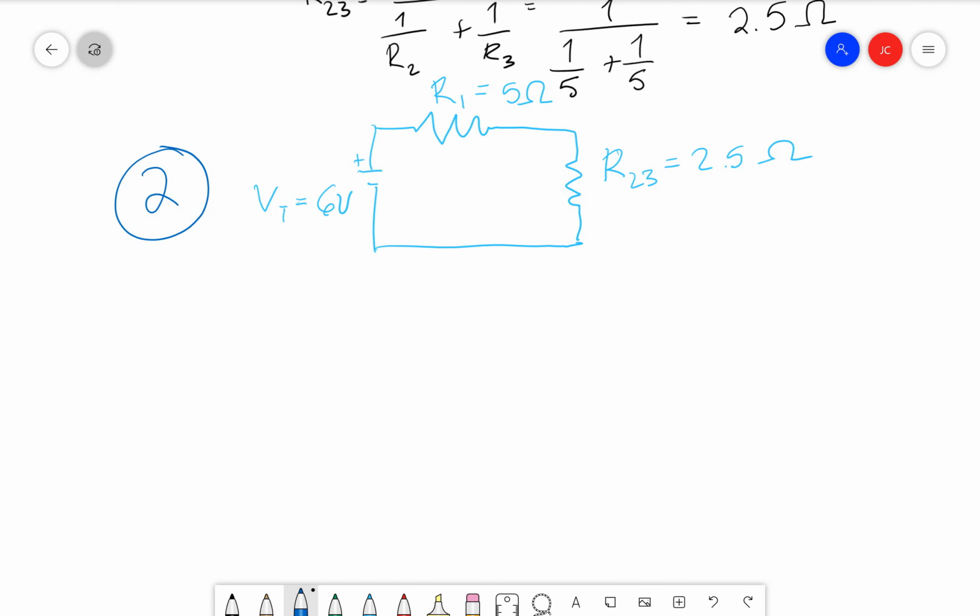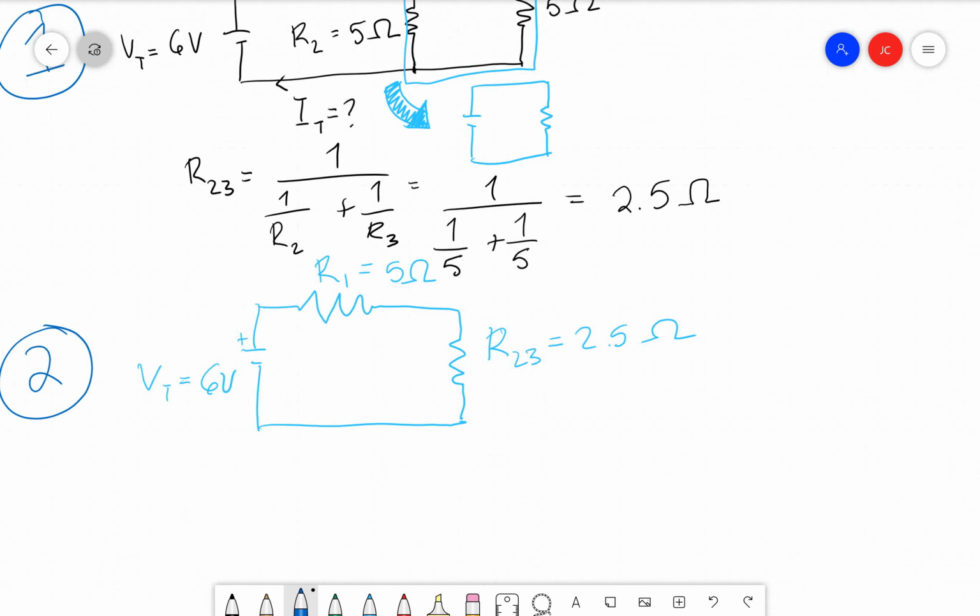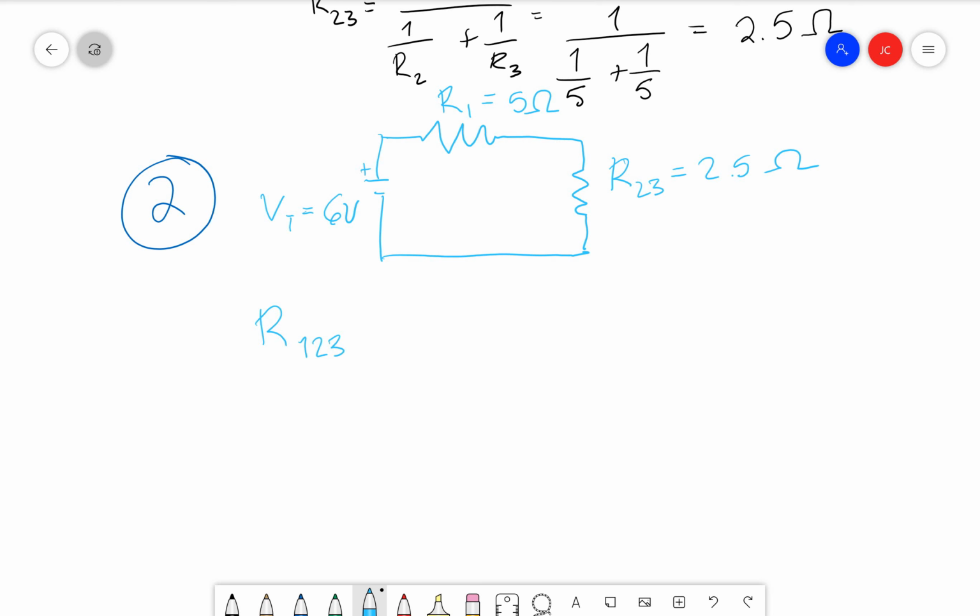From step 2, we are in a better place now. We do know what to do with this circuit. This is a simple series circuit. And remember, we're trying to get to the ultimate stage of just one resistor. So these are two resistors in series. It makes sense to reduce them down. And again, if you have R1 and R23, you can merge them into R123.